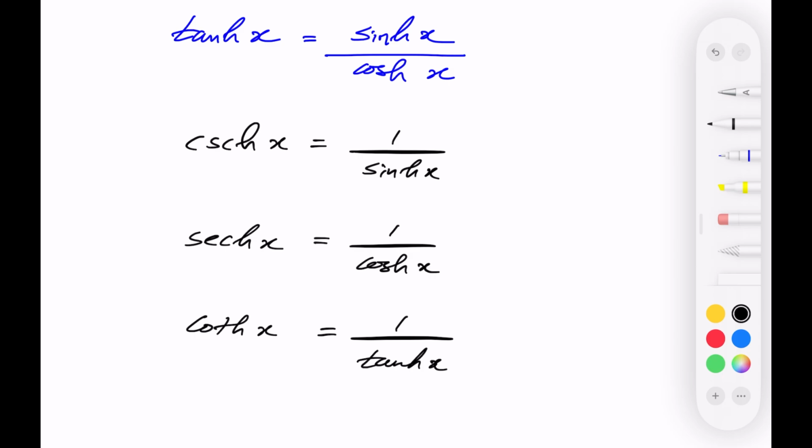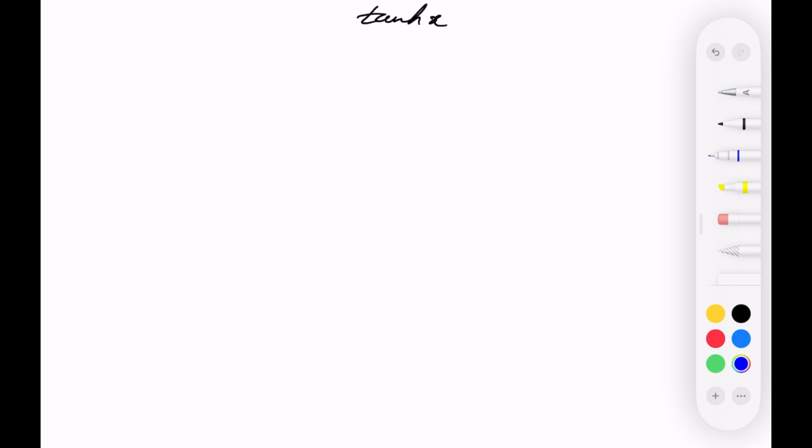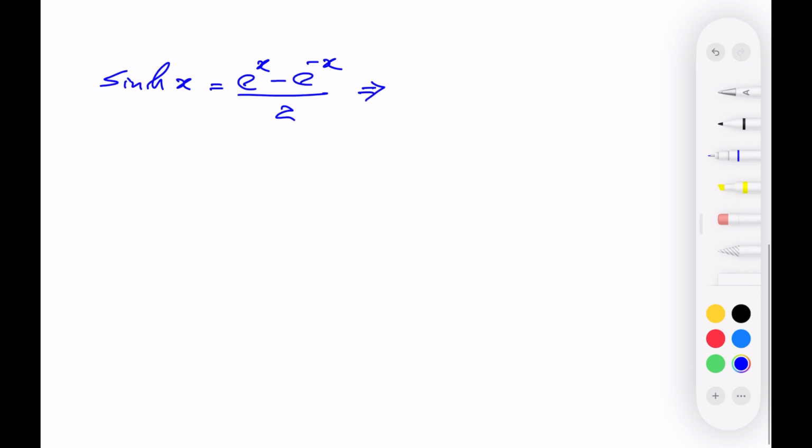We also have a very important Pythagorean equivalent identity for hyperbolic functions. Now we will look at that. As you saw earlier, hyperbolic sine x was defined as e to the x minus e to the negative x over 2. If you square this function, what will you get?